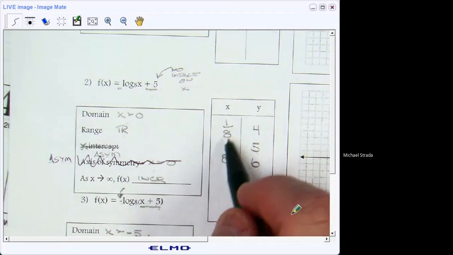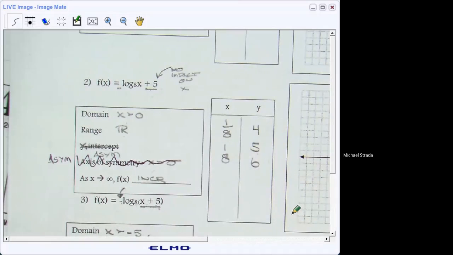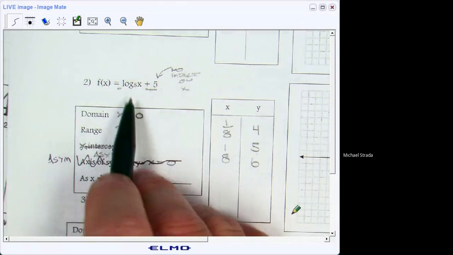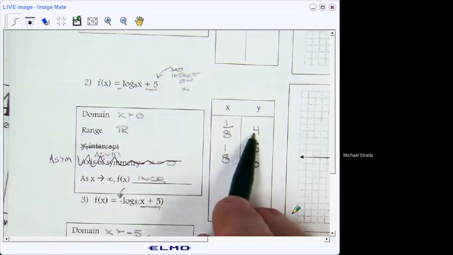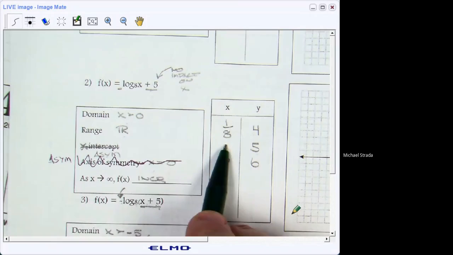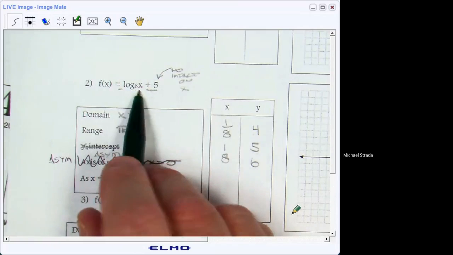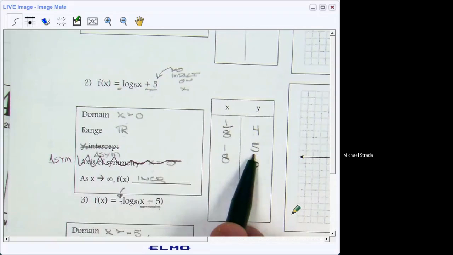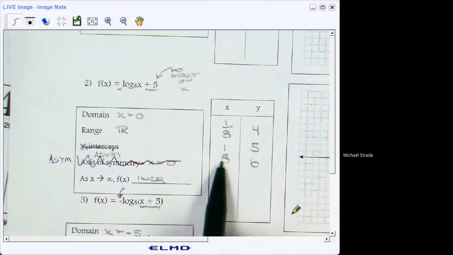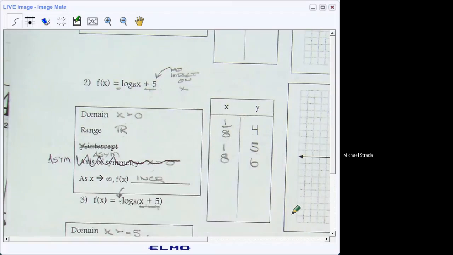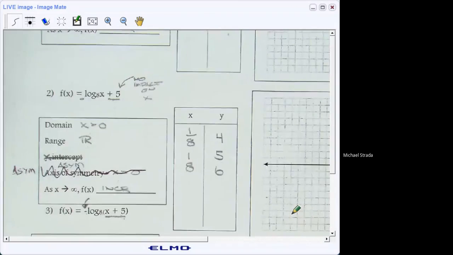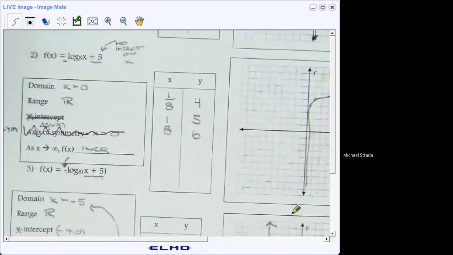So the 1/8 and 1 and 8 are going to stay. The difference is, when I plug in the 1/8, that's the -1. The -1 plus 5 is 4. When I plug in the 1, that becomes 0. 0 plus 5 is 5. When that becomes 8, that becomes 1. 1 plus 5 is 6. So the number being outside is a vertical shift. It affects your y. The net result is (1/8, 4), (1, 5), (8, 6).